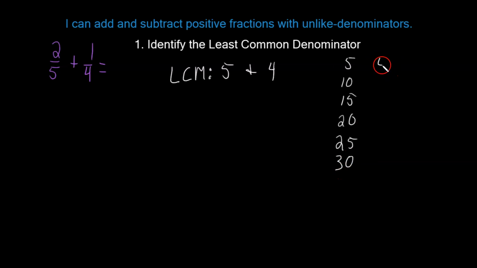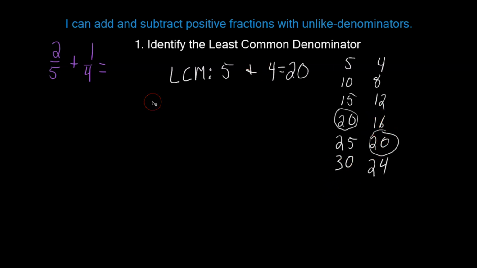Multiples of 4, we have 4, 8, 12, 16, 20, 24. Let's stop there. And is there any common multiple between these two? Yep, we got 20, right? That is our least common multiple between 5 and 4. So our least common denominator is going to be 20. Now our next step is going to be to convert the fractions to that least common denominator.